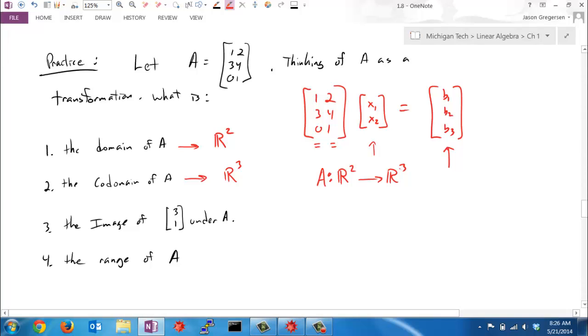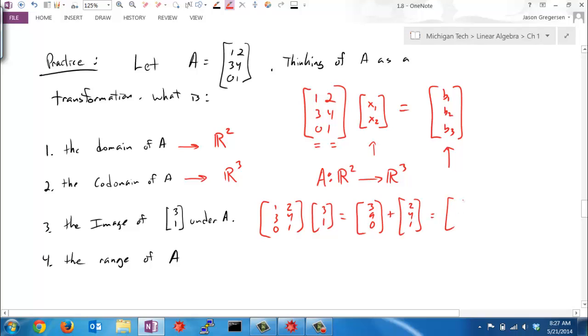Now the image of this specific vector, (3, 1), under A: if you put this one into the transformation, where do you end up? If you start at (3, 1) and you hit it with A, what's the result? So let's do that. The matrix with columns (1, 3, 0) and (2, 4, 1) times the vector (3, 1). That's 3 times the first column, giving (3, 9, 0), plus 1 times the second column. Looks like I get (5, 13, 1). This is the image of (3, 1) under A.